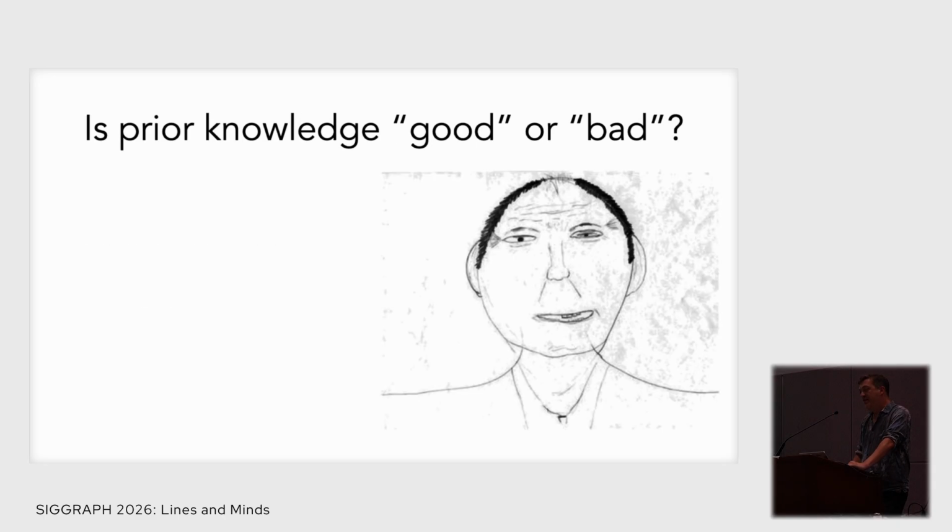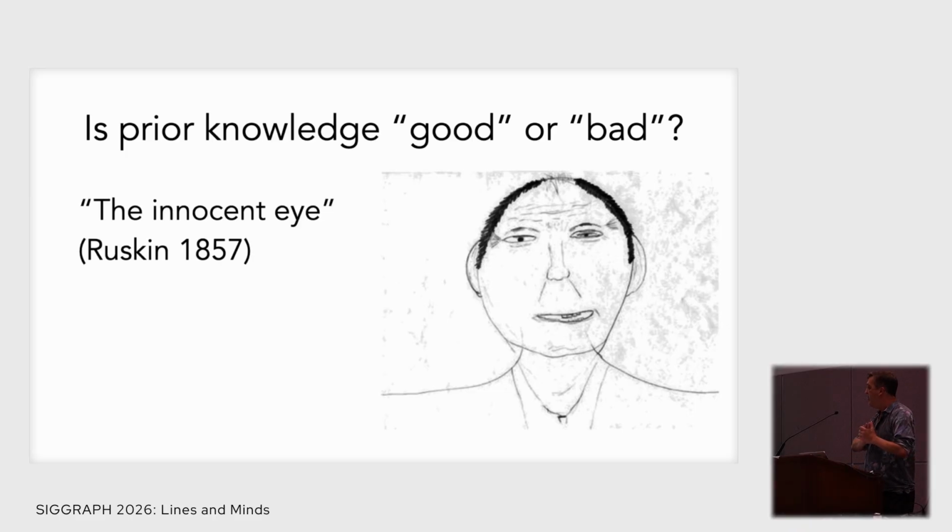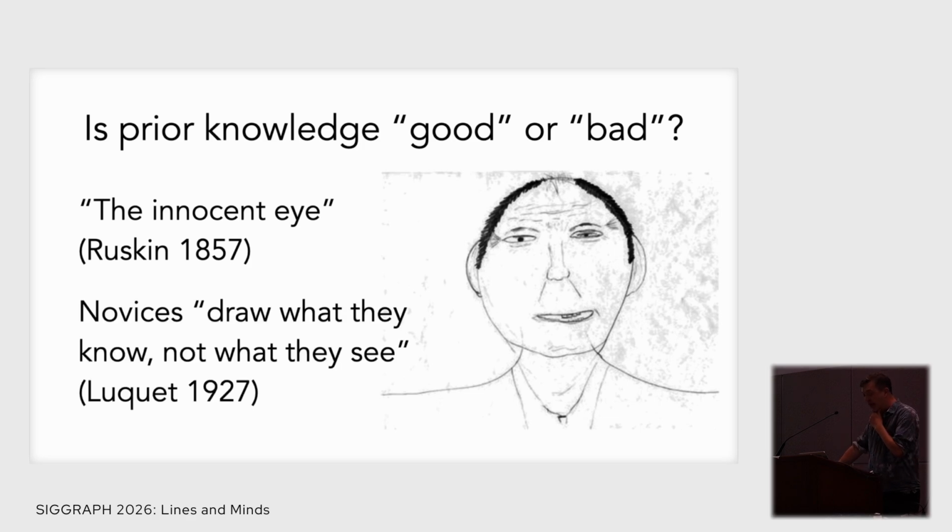In the literature, people often talk about whether knowledge is good or bad. And this might come in part from the 19th century art critic John Ruskin, who advocated that artists should try to recover their innocent eye and record perception precisely. Or the French philosopher Lequet, who wrote that novices don't draw accurately because they draw what they know and not what they see. For example, they're not drawing the nose in front of them, they're drawing the knowledge of the nose. And clearly there's some truth to this.